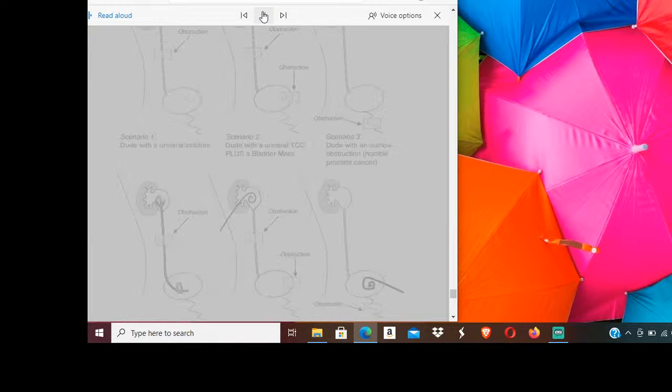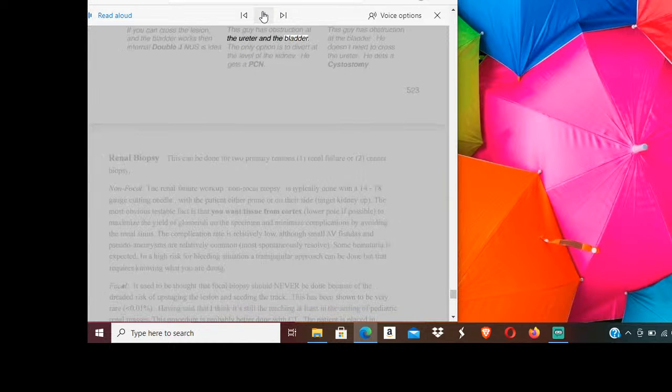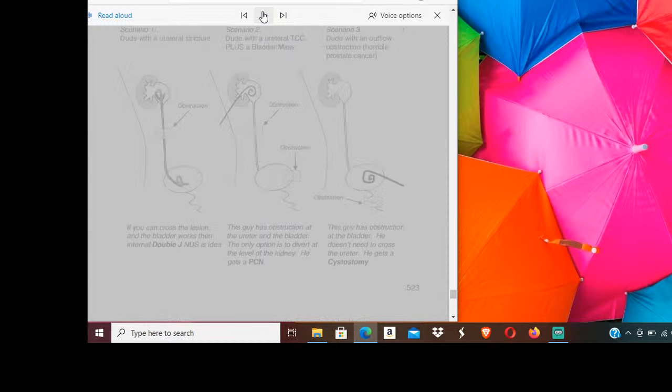Scenario 2. Dude with a ureteral TCC plus a bladder mass. This guy has obstruction at the ureter and the bladder. The only option is to divert at the level of the kidney. He gets a PCN. Scenario 3, dude with an outflow obstruction, horrible prostate cancer.